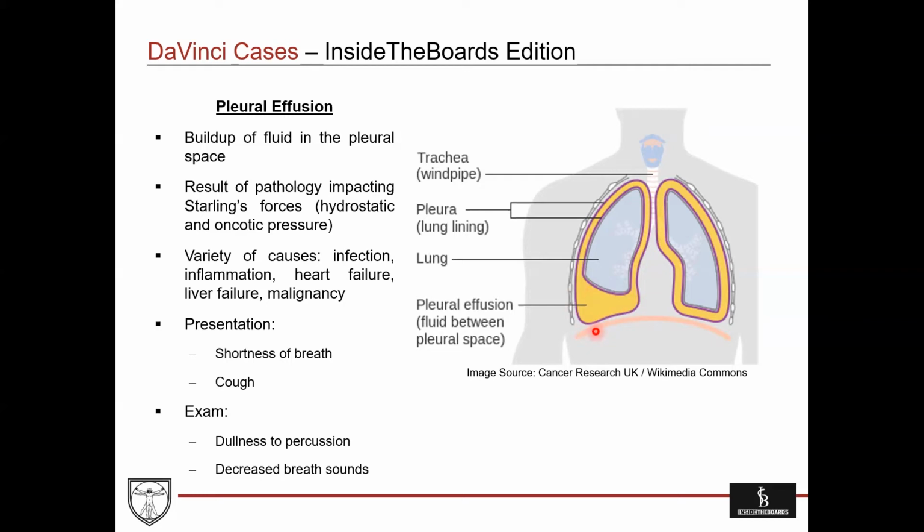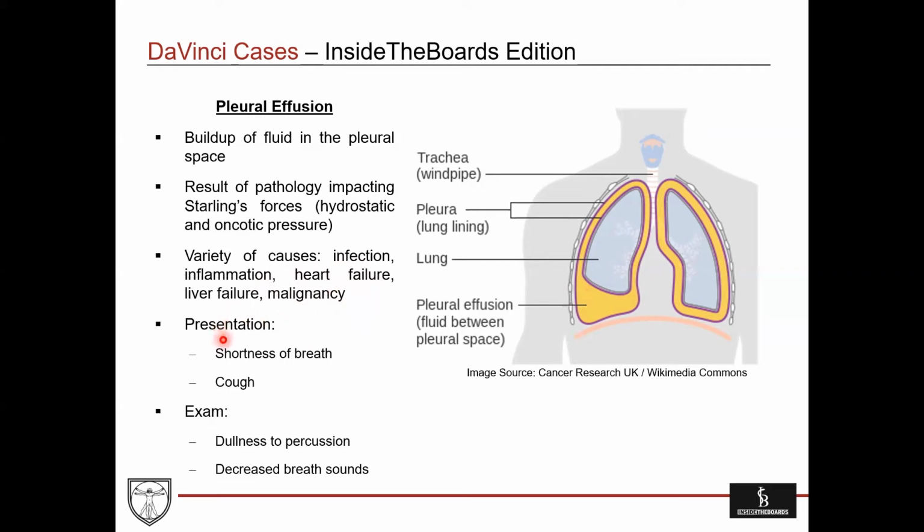And this is the result of pathology impacting Starling's forces, so either hydrostatic pressure or oncotic pressure. We'll talk a little bit more about that in a second. It has a variety of causes: infection, inflammation, heart failure, liver failure, malignancy, and the list goes on and on.